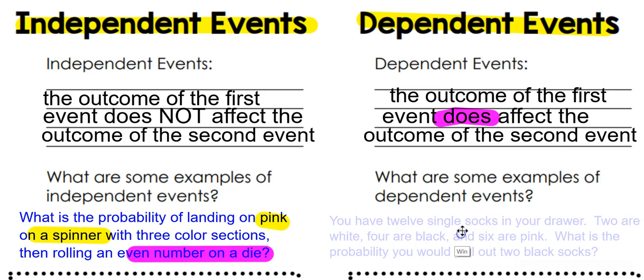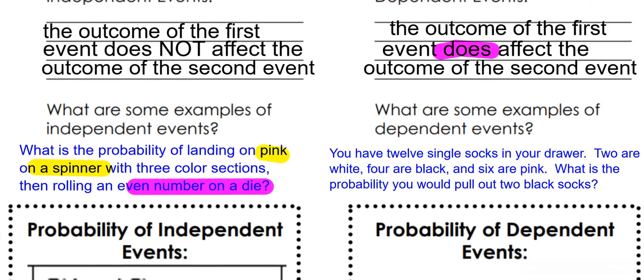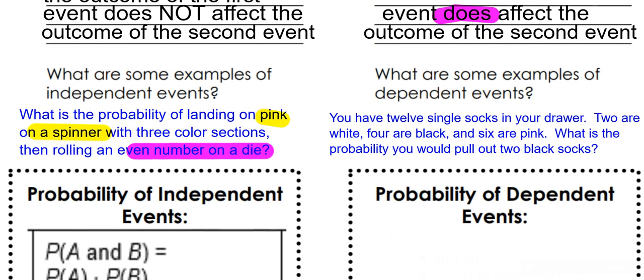we're going to go ahead and look at this example, which is you have 12 single socks in your drawer. 2 are white, 4 are black, and 6 are pink. What is the probability that you would pull out 2 black socks? So I put this up here. That's our example. Now you have 2 things happening, but think about it. If I take 1 sock out of my sock drawer, I now have fewer socks than I had in the beginning. So my first selection is going to impact my second selection.